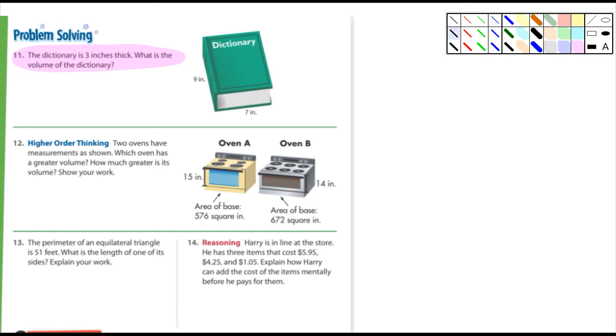And let's see here. 2 ovens have the measurements as shown. So this is 15 inches high, and that's 14 inches. Yeah, that is height they're talking about. And then it says, which oven has the greater volume, A or B? And then it says, how much greater is its volume? Show your work. Well, what are you going to have to do? You're going to have to figure out the volume of each one, and they give you the base of each one, so you're just going to be multiplying the base times the height, and then you're going to have to subtract the difference. So there's 2 questions here. Which oven has a greater volume, and how much greater is its volume? Answer them both. Yeah, that'll be another one. I like that one. You've got to answer both those questions.